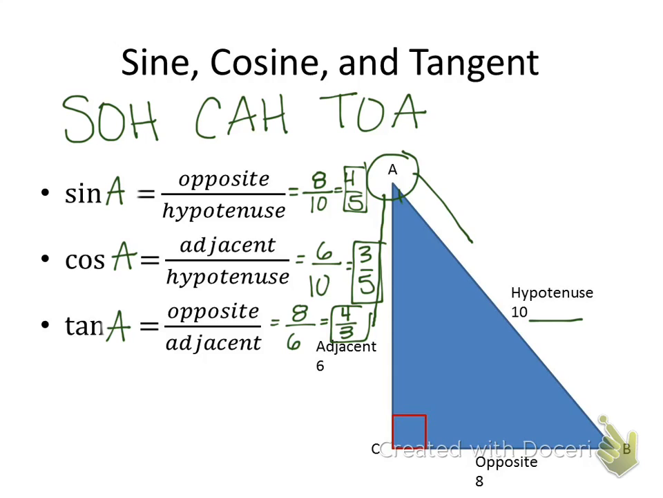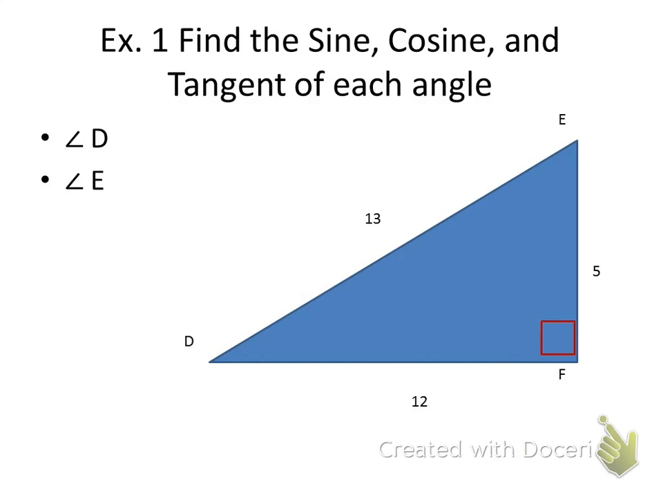Just like that. All right, so this is more what the problems on your homework, quizzes, and tests look like. It says find the sine, cosine, and tangent of each angle. It tells you which angles to do, angle D and angle E. Now, these signs right here, you're going to be seeing a lot of them next year when you take geometry. They're just a shorthand version for angle. Instead of having to write out the whole word angle, you just draw a little angle sign.